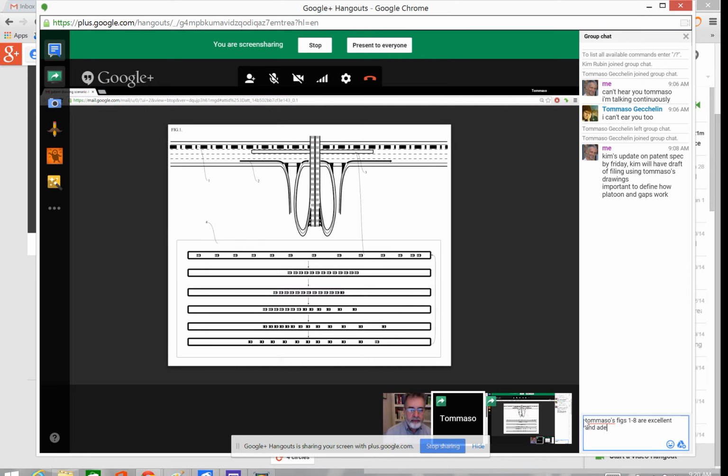Okay. I mean, what do you think, Tommaso? You think those figures 1 through 8 adequately describe the essence of creating gaps and using them? Yeah, I think so, because they're very general, very, very clear. This one, in my opinion, is not very necessary.